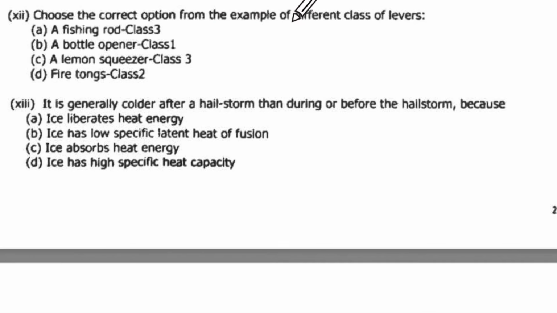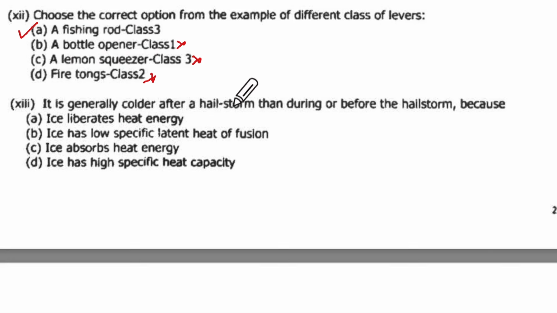The correct option from the examples of different class of lever. Correct option: fishing rod is class 3, bottle opener is class 2, lemon squeezer is class 2 and fire tongs is class 3. So fishing rod is the correct one. Okay, go over it. If you are finding this a little confusing, you can revise this part.